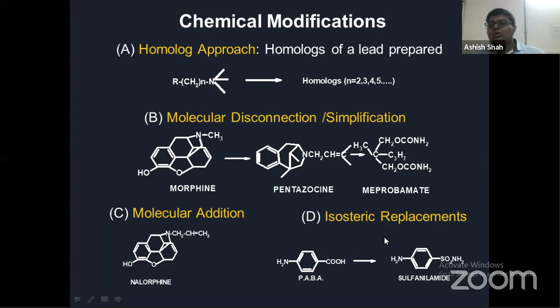So the fourth thing you can do is chemical isosteric replacement. So in chemical modification, in short, there are four broad approaches: one is the homologous approach, the second is the molecular disconnection approach, the third is molecular addition, and the fourth is isosteric replacement. So these are the three different steps we have seen of the conventional method. First one is accidental or serendipitous, second one is random screening, and third one is chemical modification.